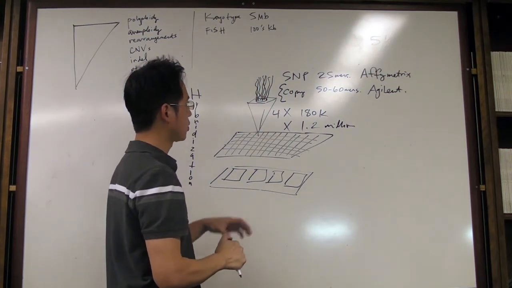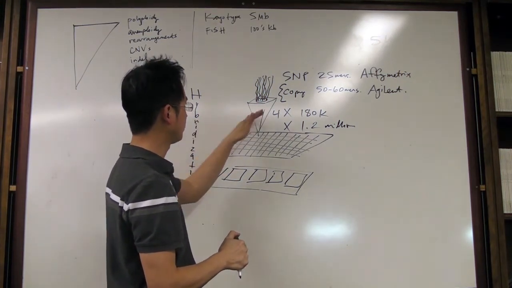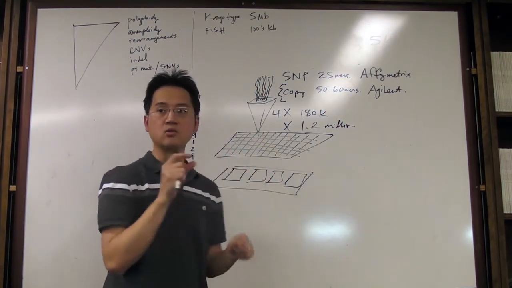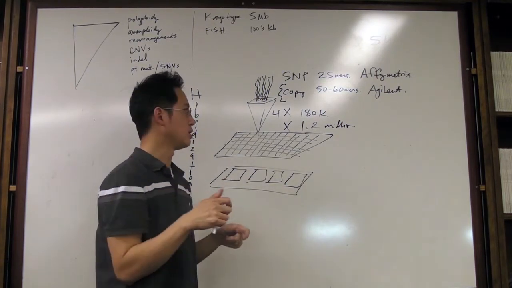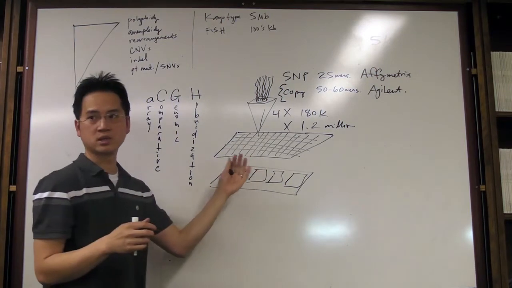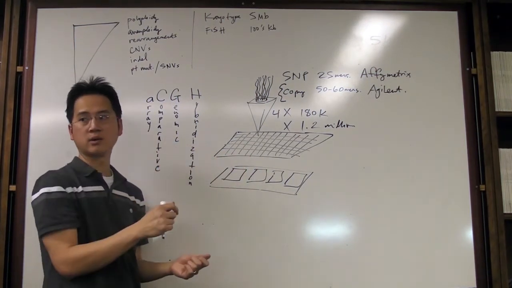So the process is that you have this array. It has tons of these oligos, each one representing a unique feature in the genome that you're trying to detect. And this is essentially one of the substrates that's needed for array comparative genomic hybridization.